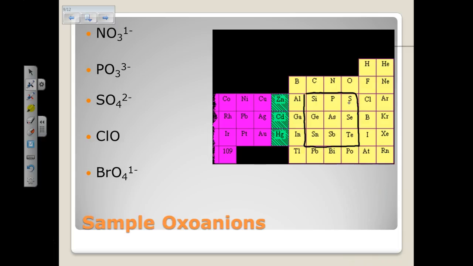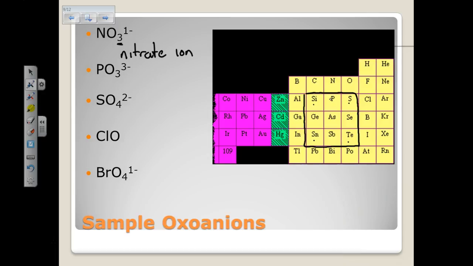So the box helps me identify where 8 is. So now this is 3 oxygens. N is outside the box. So if it's outside the box, 8 is 3. So there's 3, so this is the nitrate ion. And we put ion in there because it's not a compound, it's a polyatomic ion.